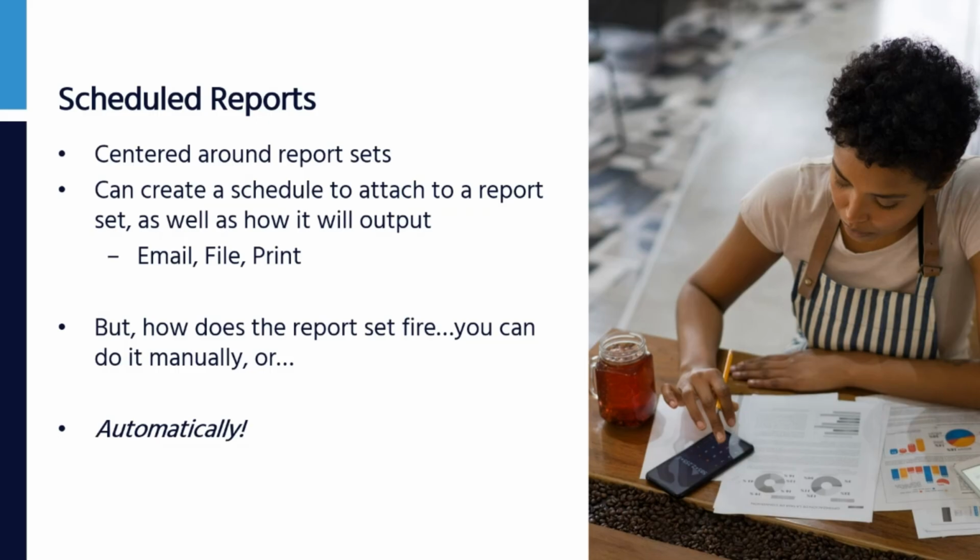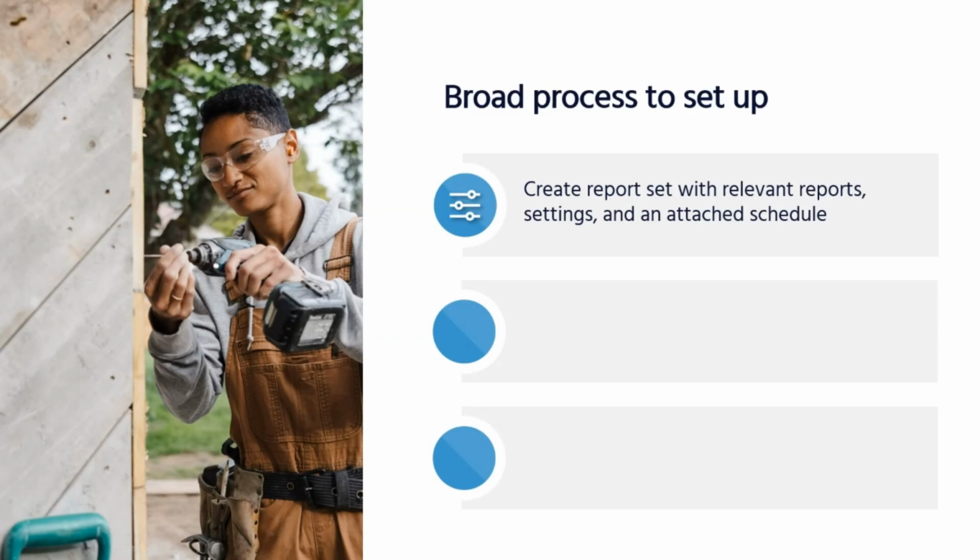Broadly speaking, this is the process to set that up. The first is we're going to want to create that report set with the relevant report settings and attach a schedule that is commensurate to the frequency that you want to see that report output. You might have a daily report, for example, that is outstanding orders. You could have a monthly report that's P&L, trial balance, a couple of other things.